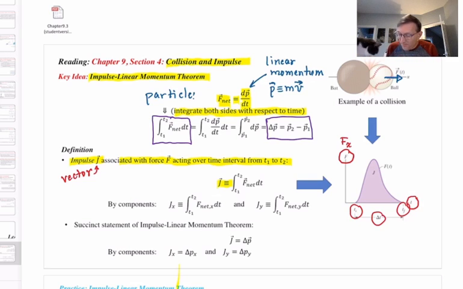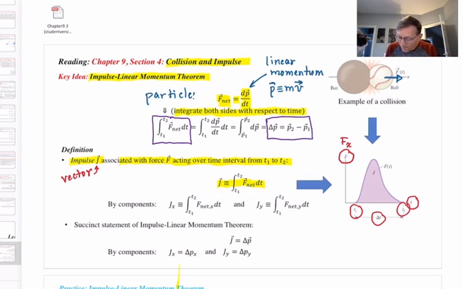Okay. The definition of impulse, J arrow, is exactly the left side of that new theorem I just talked about. The integral of the net force, and I'm assuming there's just the one force F, so that's the net force, dt, from T1 to T2. Integrate the force with respect to time, from T1, start, to T2, finish.